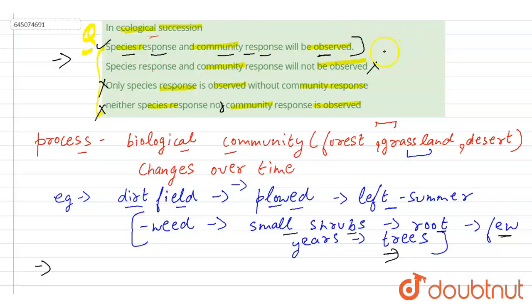how many species prevailed, how the climate changed, how the conditions were, and how the species were of different kinds, they all were observed in this ecological succession. The first option is the correct option to our question and the other options are therefore incorrect.